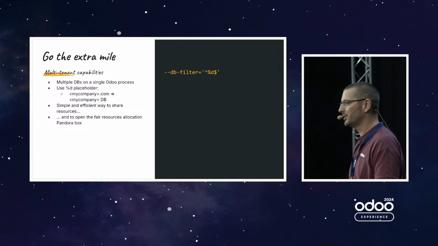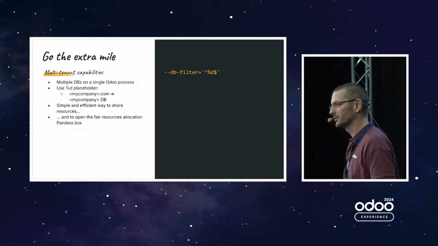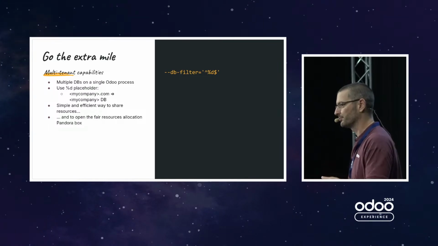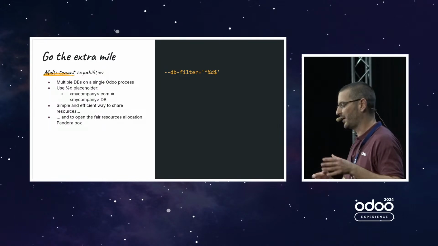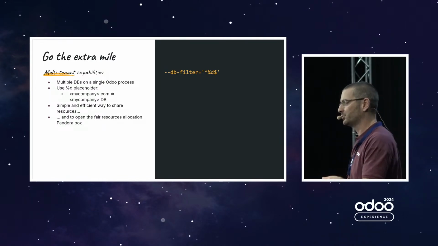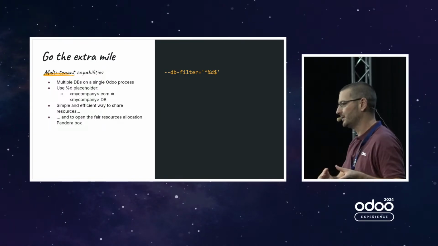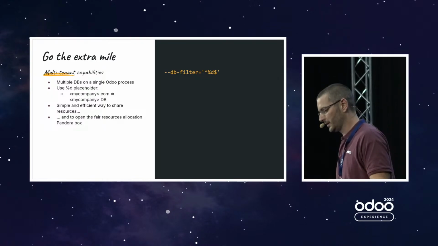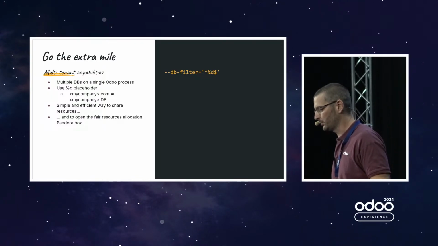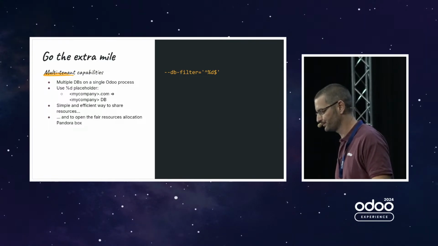So that's a simple and efficient way to share the resources, but just pay attention that Odoo doesn't handle any fairness in the resource allocation. So it's just first come, first served. If you have a database with thousands of users, and a database with a few users, then the small database will be impacted by the large one. So it's always nice to have that in mind when you start using the multi-tenant capabilities of Odoo.